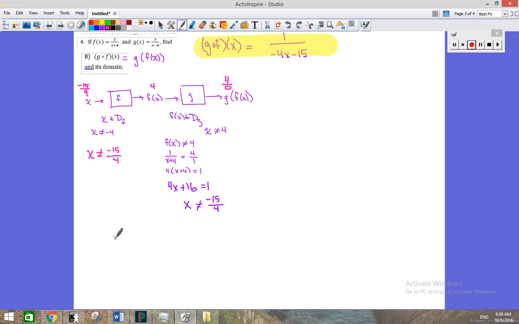So on our number line, we're throwing out negative 4, and we're also throwing out negative 15 divided by 4, and that's greater than negative 4. Negative 3 3/4 is greater than negative 4. So we're throwing this out.